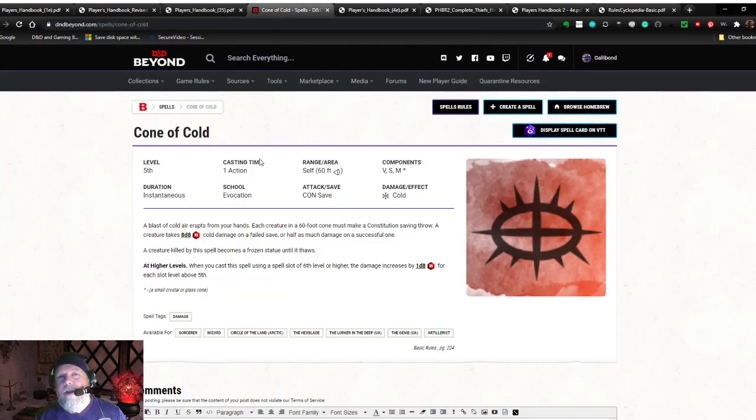The spell does not appear in 4th edition, and in 5th edition, a blast of cold air erupts from your hands. Each creature in a 60-foot cone must make a Con save. A creature takes 8d8 cold damage on a failed save, or half as much damage on a successful one. And notice it says here, a creature killed by the spell becomes a frozen statue until it thaws. And when you upcast it, you deal 1d8 additional damage for every spell slot above the 5th.